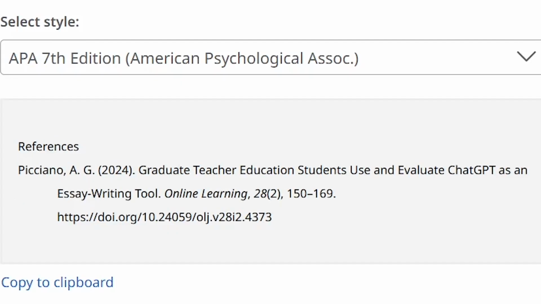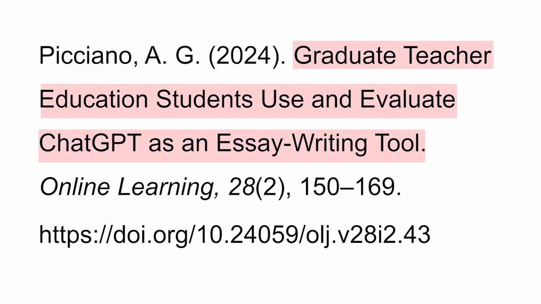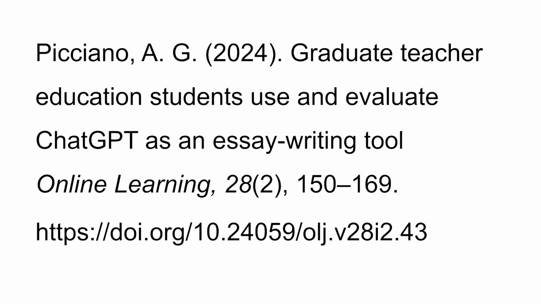And again, we will be using the generated citation off of EBSCOhost as a starting point. When comparing the citations, the author and the year of the publication are listed correctly. However, the problem comes when listing the title of the article. In this case, the only words that should be capitalized are graduate and ChatGPT.